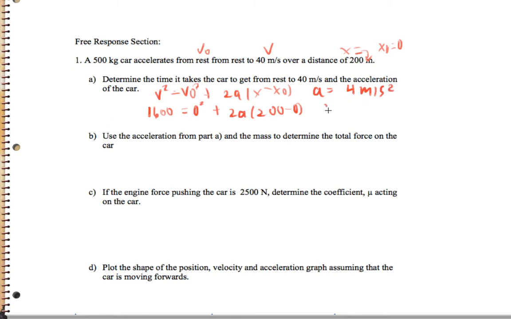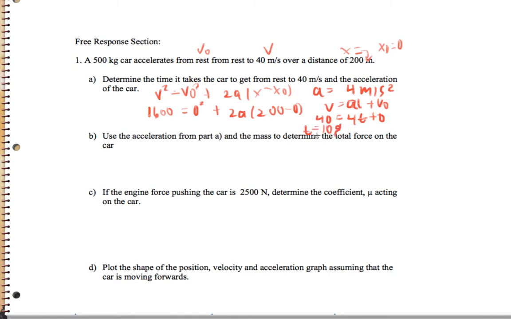And let's use v equals at plus v naught to get the time it takes. That's going to be 40 equals 4 times t plus 0. And so I'm getting a time of 10 seconds. Oops. Time is 10 seconds.